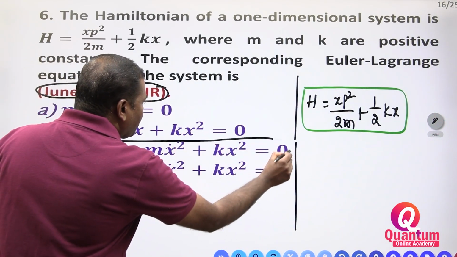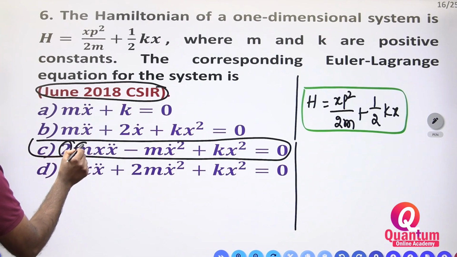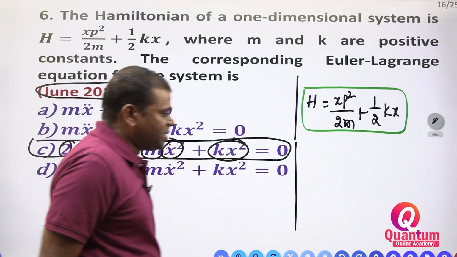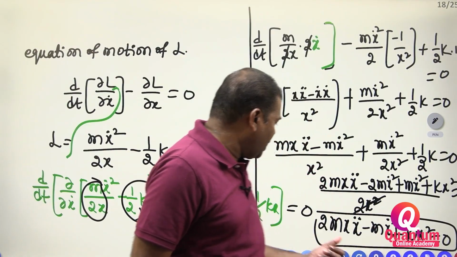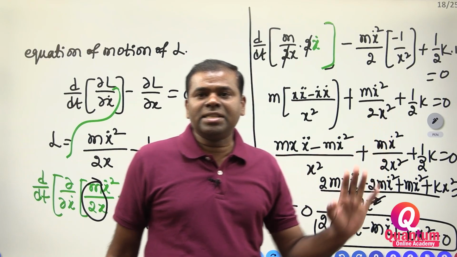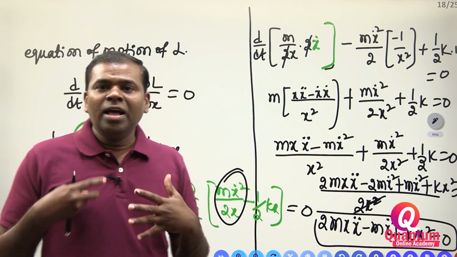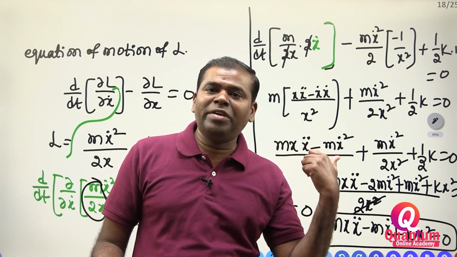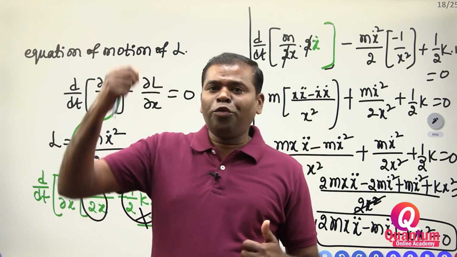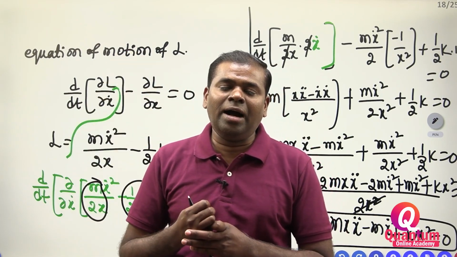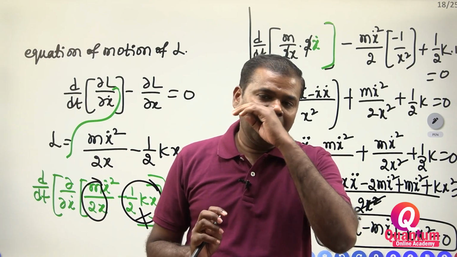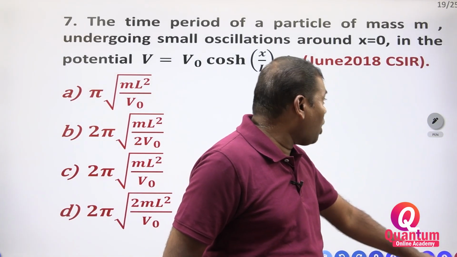2m x double dot minus m x dot square plus kx square is equal to 0. Once you check here, 2m x double dot minus m x dot square plus kx square is equal to 0. If they give the Hamiltonian, then we have to calculate the Lagrangian like this. If you know the formulas, you go for the mathematics, lastly the answer will come, but you have to do the calculation carefully, then only you will get the right answer. Otherwise, you will get the wrong answer.